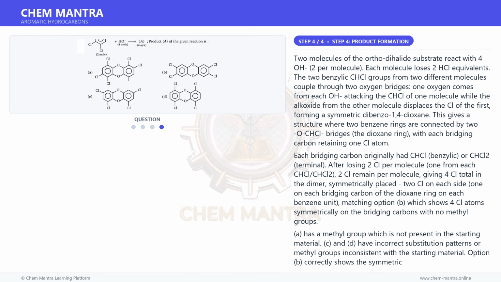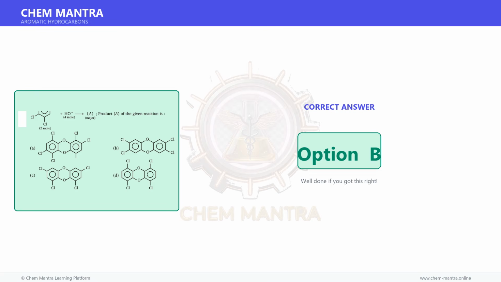A has a methyl group which is not present in the starting material. C and D have incorrect substitution patterns or methyl groups inconsistent with the starting material. Option B correctly shows the symmetric 2,3-dichloro-2,3-dihydro-1,4-benzodioxane dimer with 4 Cl atoms on the bridging sp3 carbons. Therefore, the correct answer is option B.